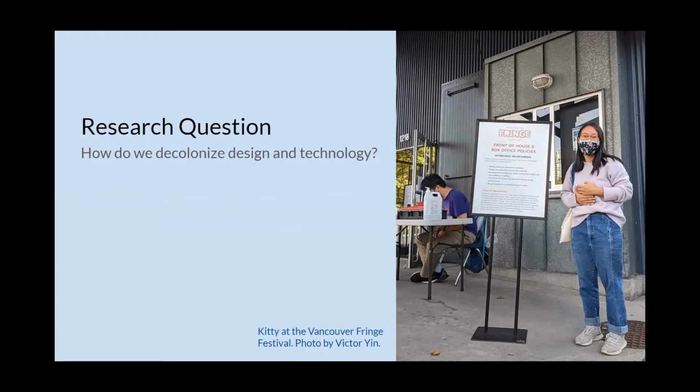This here is a photo of me at the Vancouver Fringe Festival, a local theater festival where I did a co-op over the summer. I remember during our equity, diversity, and inclusion training, our facilitator asked everyone to think about their role in the organization and at first apply a colonial lens and then a decolonial lens to that work.